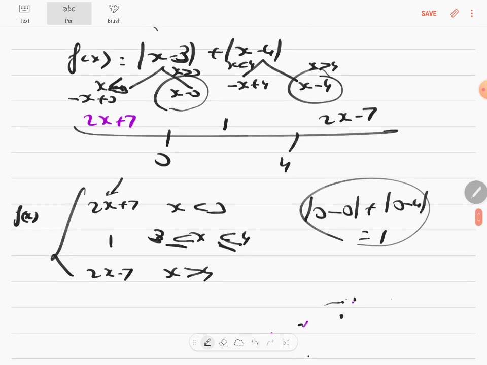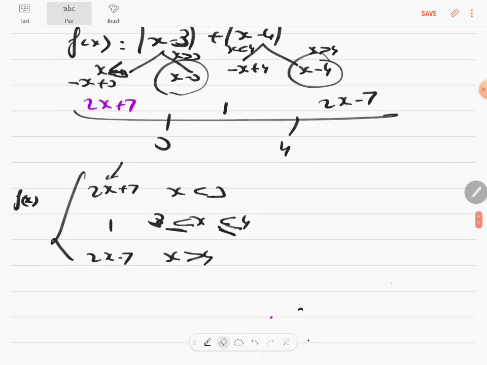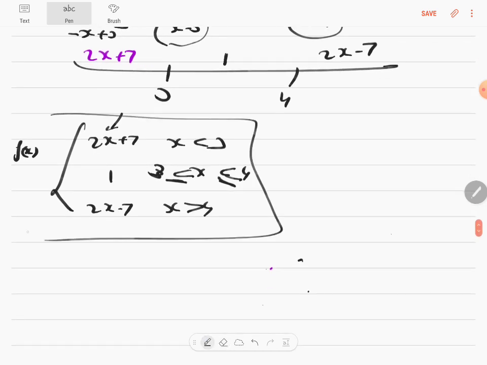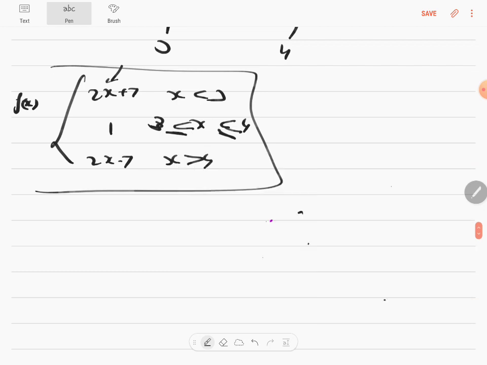What about 4? If I put 4 in the same formula, mod of 4 minus 3 plus mod of 4 minus 4 is also 1. So here alone include, don't include other places. I hope you're clear. Thus the function has been redefined. Now you have to check for continuity.